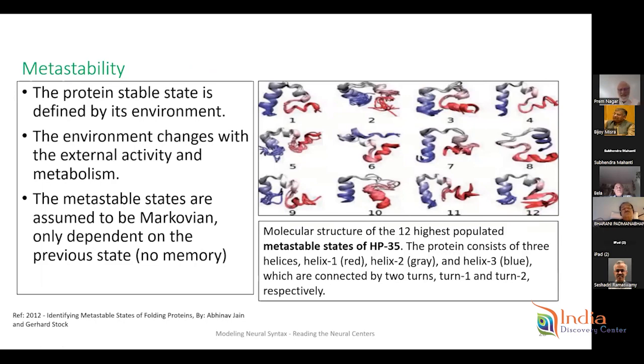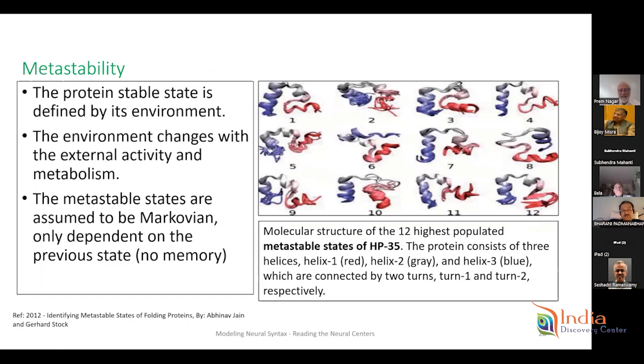Now, the state of protein, or the metastability. The protein's stable state is defined by its environment, and what environment it is. The environment changes with the external activity and metabolism.